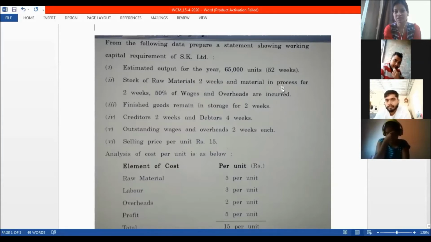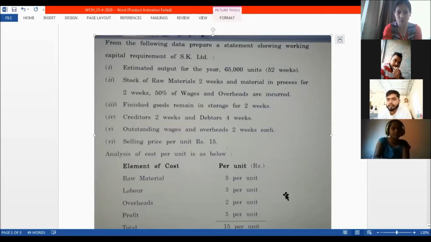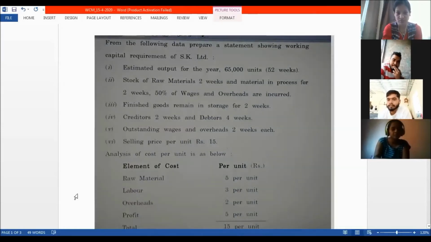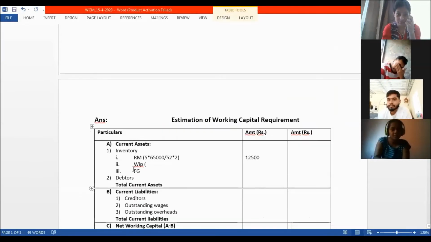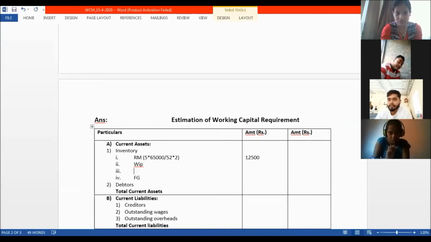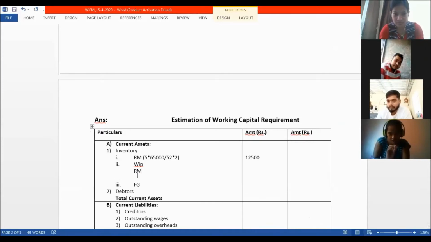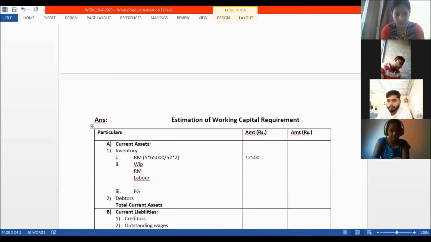Now in this case what you can do is you can create a total cost separately for WIP, or you can show the three details separately. I'll show you both ways. I'm showing separately, which is better. What you have to do is after WIP you have to show raw material separately. Then labor, I'll show you both ways. Whichever is easy for you, you can follow. Overheads.